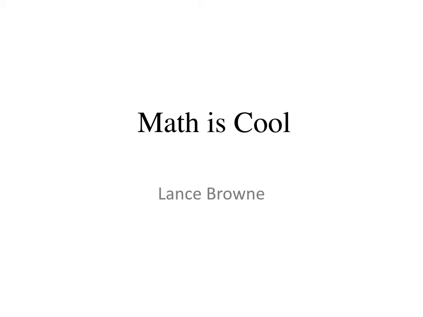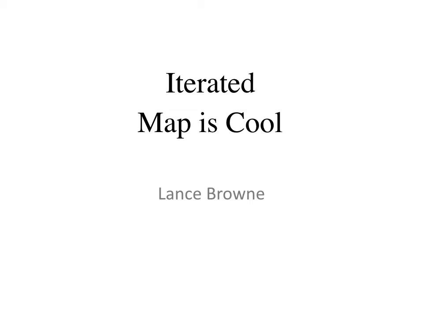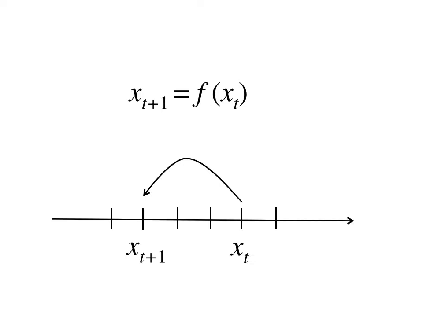Math is cool. No. Iterated math is cool. No. Iterated map is cool. In fact, one particular iterated map is cool because it not only uses numbers, but spelling too. An iterated map is a function that starts somewhere and tells you where to go next.